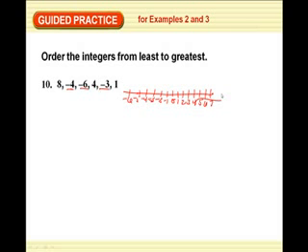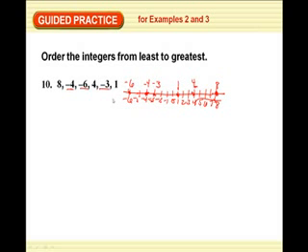The nice thing about a number line is it automatically puts them in order for you. So there's 8. There's -4. There's -6. There's +4. There's -3. There's +1. There they are in order.